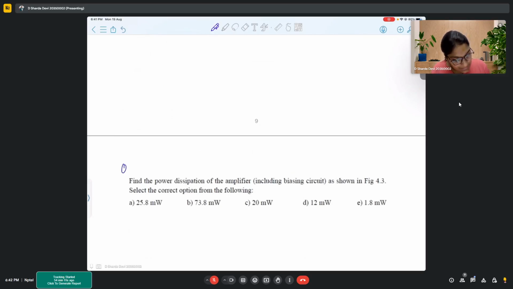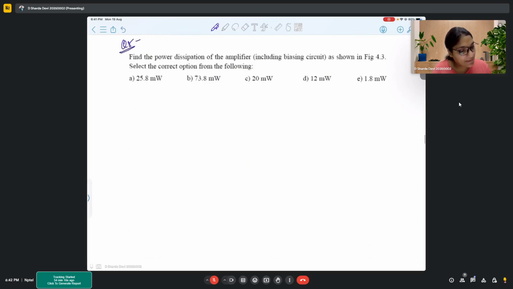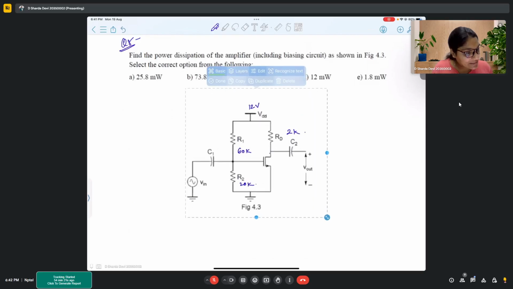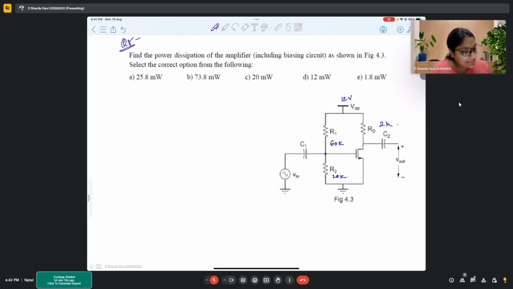Now the next problem, we have to find the power dissipation for the amplifier again, including the biasing circuit as shown in this figure. So select the correct options. When we say power dissipation, power will be VDD into whatever current is flowing here. Let's say I write it as IDD. So this is the power dissipation of the whole circuit.